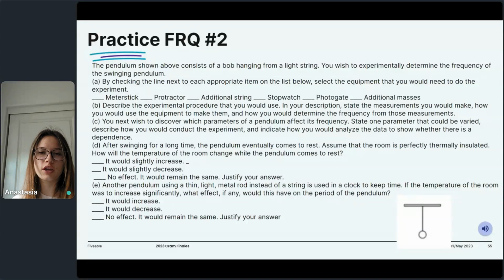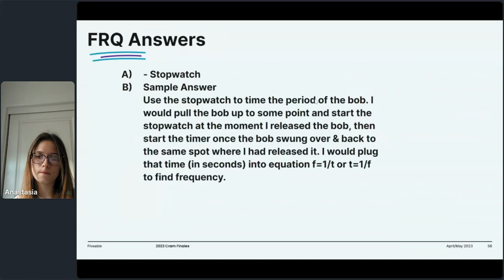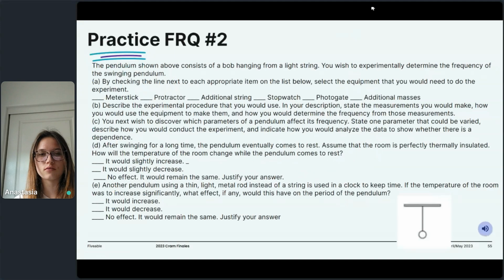All right, so can we go on to the next slide, please? The answer to it is going to be a stopwatch. There may be other ways to think about your experiment and create one, but we're going to be using a stopwatch today. Can we go back to the FRQ so we can look at B now?